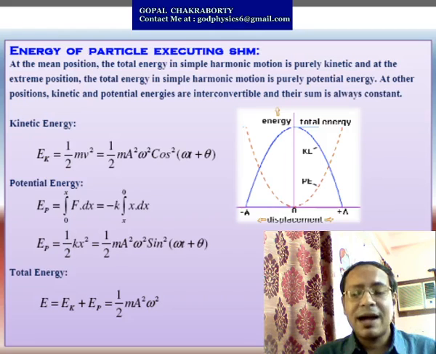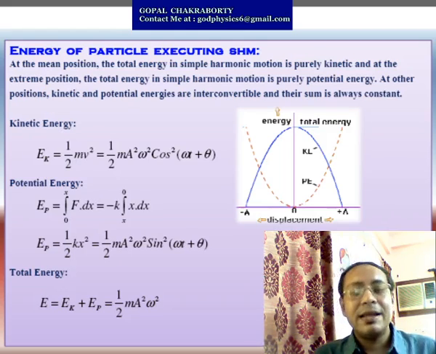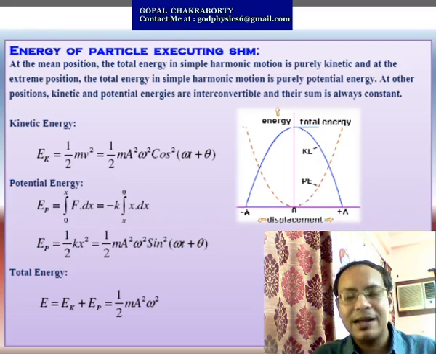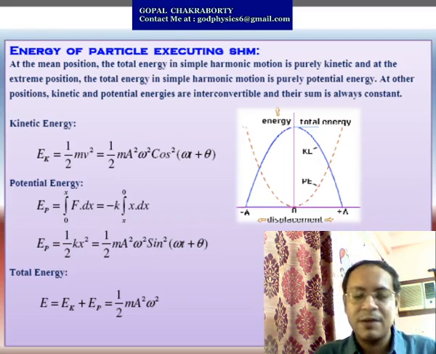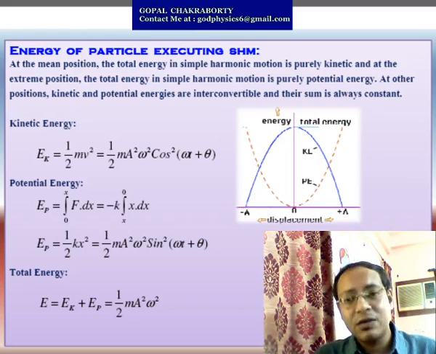As we know, the kinetic energy is half mv square, so we substitute the value of v and we will get half m a square omega square cos square(omega t plus theta). Then in the case of potential energy, the work done to change the position is converted and stored as potential energy within the simple pendulum, or the particle executing simple harmonic motion. As we know, the work done is F dot dr or dx. So integration over that will give you the total work done, which will be totally converted into potential energy.